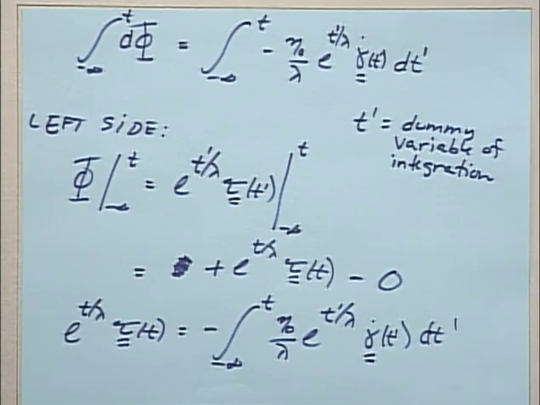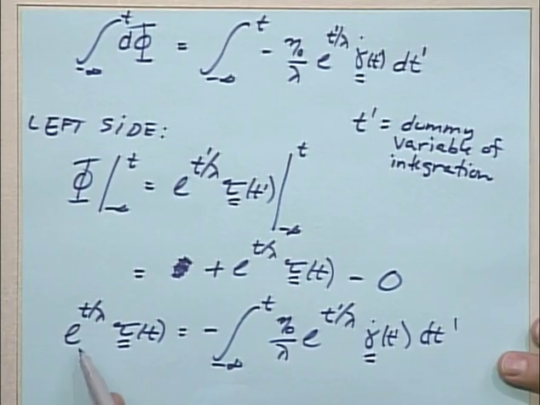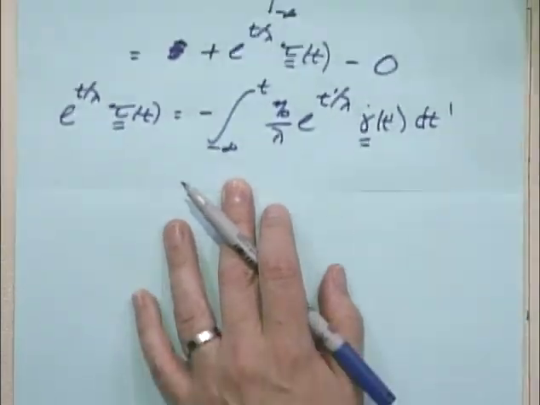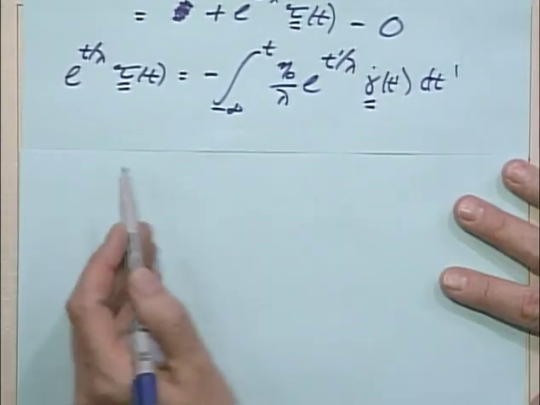And we're essentially done. Now, there is this e to the t over lambda on the left. Let me just move that to the right. E to the t over lambda, I can move to the right. I can put it in the front here as e to the minus t over lambda. Or I can move it inside. It doesn't matter because it's not a function of t prime. It's a function of t. So I'm going to move it inside. That's the usual way. And I get my final result.